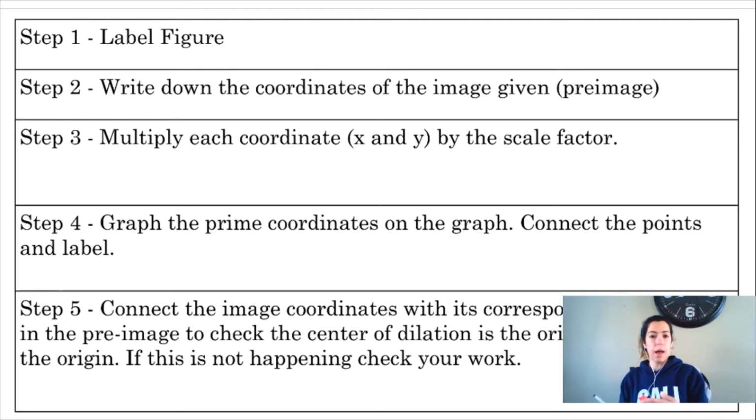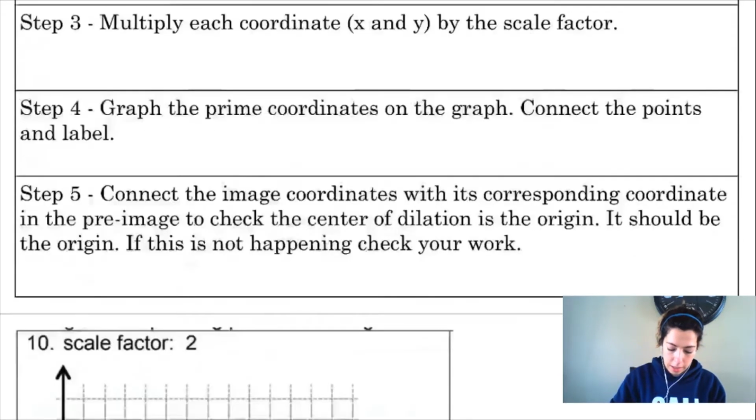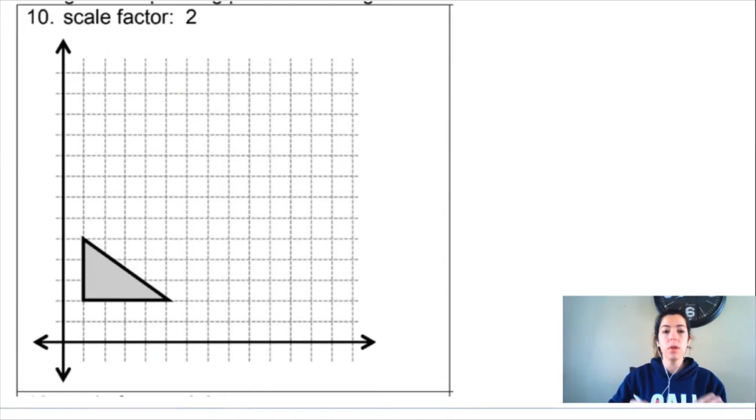And if it is not happening, go back to your work, there's something wrong. For 8th grade math, we only do dilations using the center of dilation 0, 0. So let's move on and do the first step. If you want to follow along, this is your workbook 14, lesson 2, page 14, problem 10. I am doing problem 10 and you will be doing problems 11, 12, and 13.